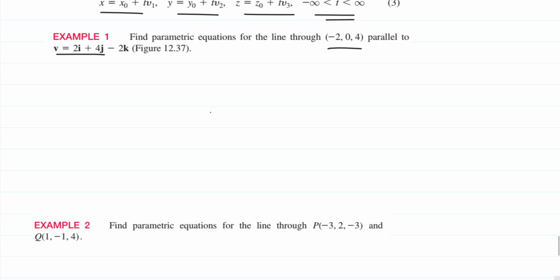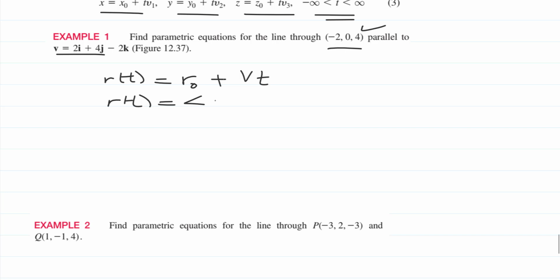So how do we get the vector equation? Remember, the vector equation is r of t. Let's not forget, r of t is equal to r naught, this is the equation that you always need to remember, plus v t, right? Perfect. So now what is r of t? r of t is equal to, what is r naught? r naught is a position vector for that particular point.